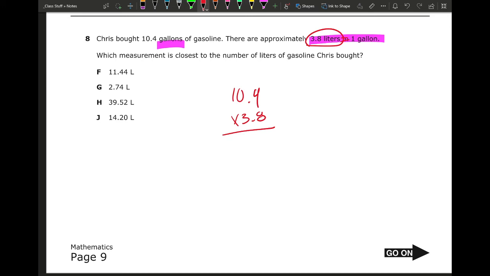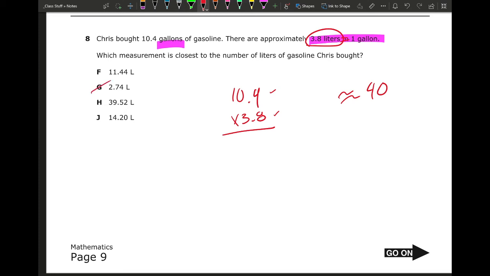Let's just estimate real quick. 3.8 is really close to 4, and 10.4 is close to 10. 10 times 4 is 40. Let's look at my answer choices. I haven't even done anything, I just estimated, but it has to be close to 40. Let's look at G. Is that even close? It's way off, right?